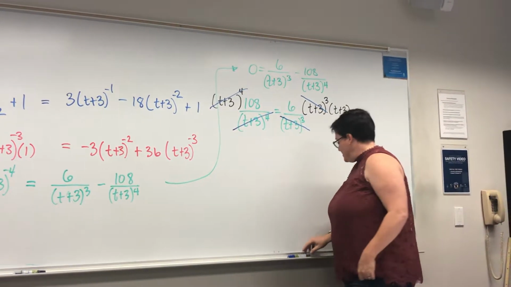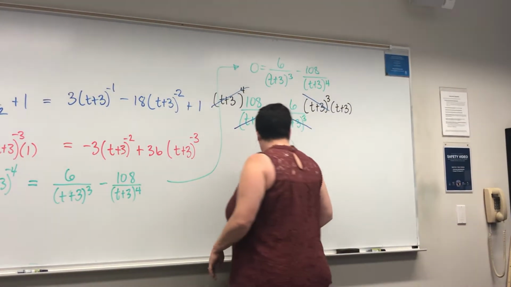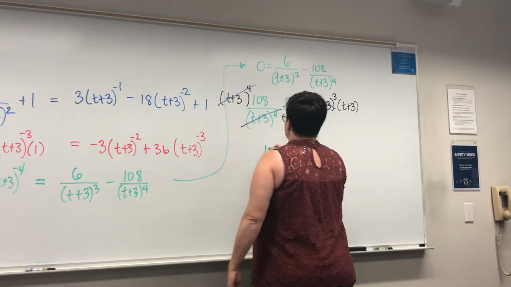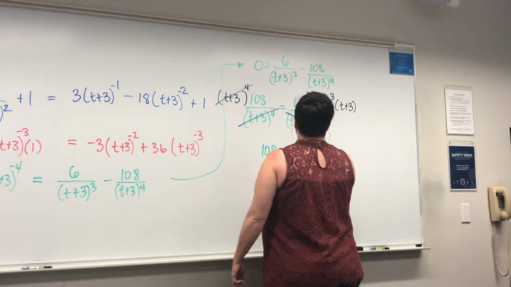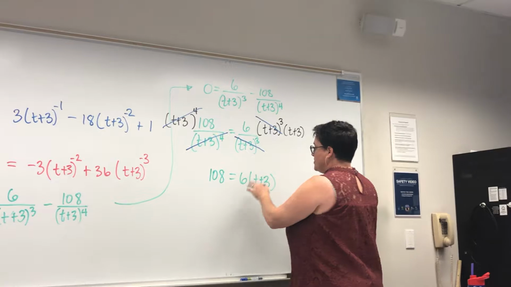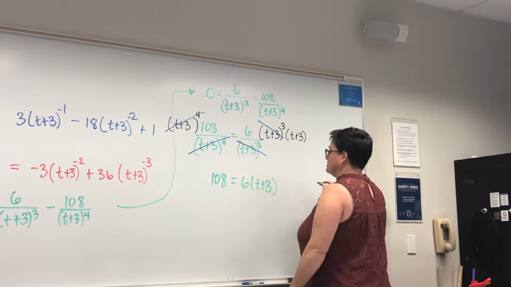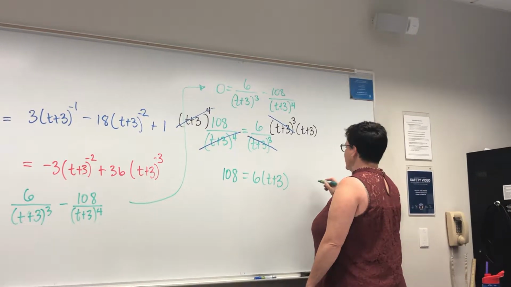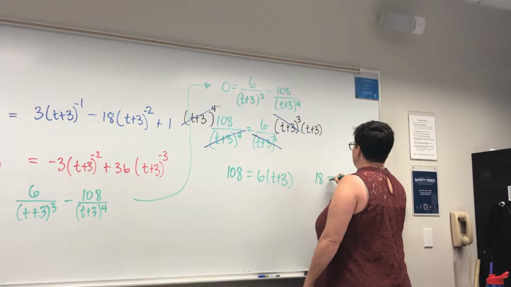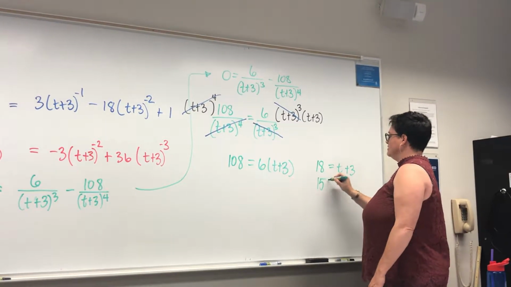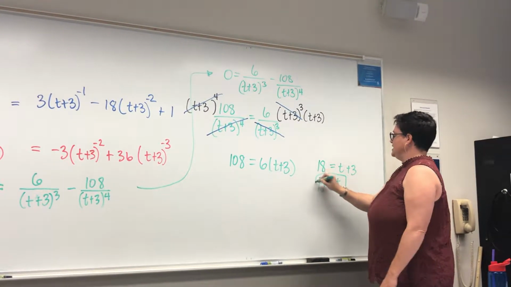So let me rewrite this, you guys. 6 over t plus 3. Yeah, 108, so here's what's left. 108 equals 6 times t plus 3. So I'm going to divide both sides by 6. And that's 18. 18 equals t plus 3. 15 equals t.